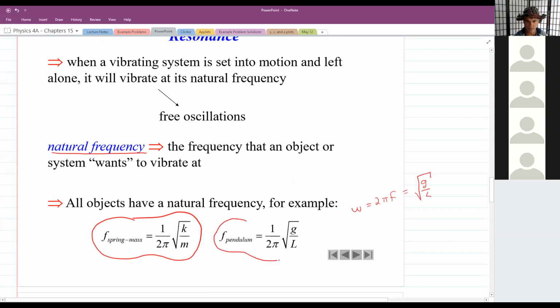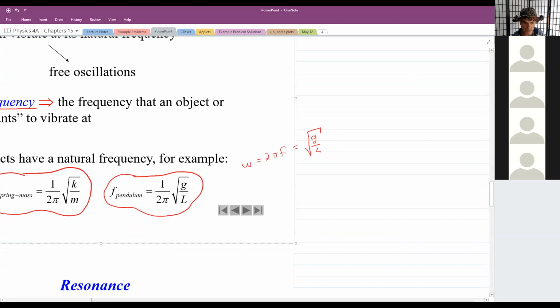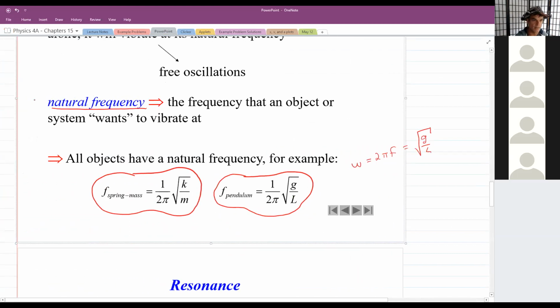So if I had a pendulum and I just pulled it to the side and let it go, it would naturally swing back and forth at a certain frequency. If I had a mass on a spring, I pulled the mass aside, let it go, it's going to oscillate back and forth at a certain frequency, called its natural frequency. That is the frequency that it naturally wants to oscillate back and forth at. So if you go to a playground and you have a swing, you could figure out what the period of that swing is going to be, or what the frequency of that swing is going to be. It's only going to depend upon the length of the swing and the acceleration due to gravity.